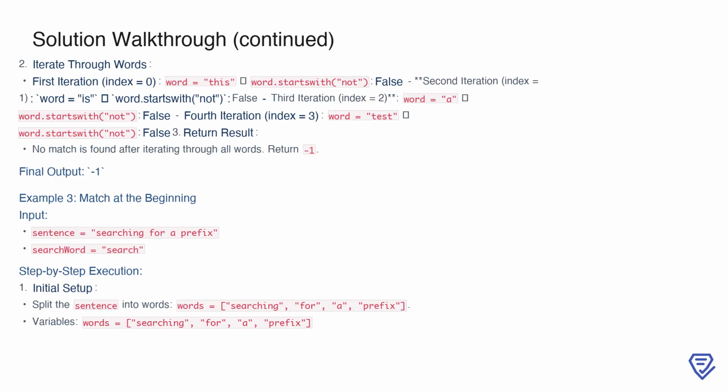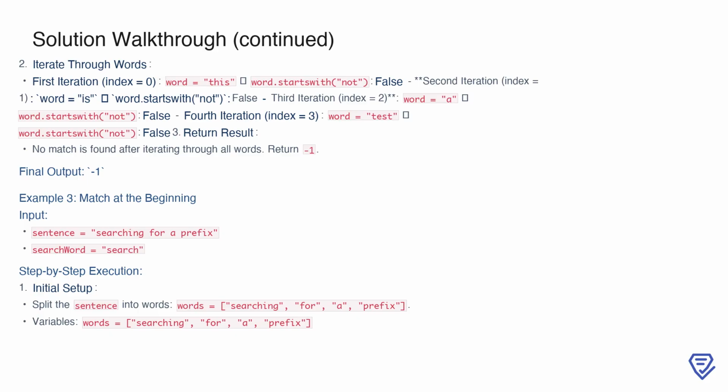As we iterate through the words in the sentence "this is a test," we start with the first word, "this." Checking if "this" starts with "not" yields false. The same happens for the second word, "is," which also does not start with "not." We continue to the third word, and again find that it does not match. Finally, the fourth word, "test," is checked, and it also does not start with "not."